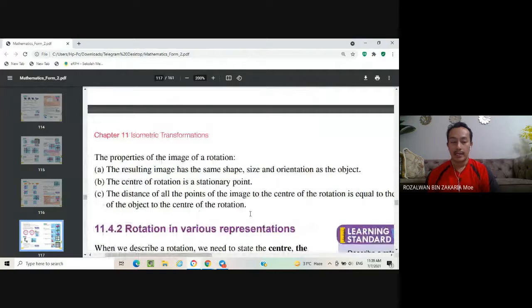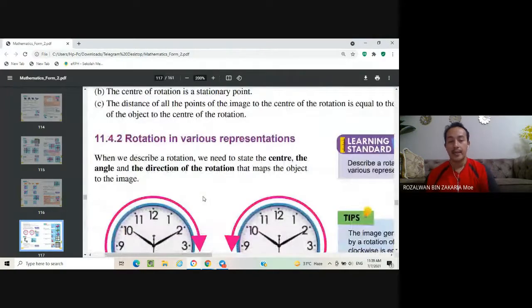All right, so look at this one. When we describe a rotation, we need to state the center, the angle, and the direction of the rotation that maps the object to the image. So there are three things that you have to write when the question asks you to describe the rotation. You have to state the center of the rotation, the angle of the rotation, and the direction of the rotation.